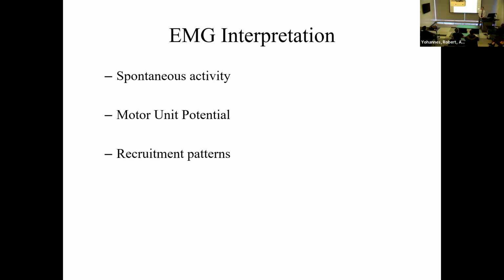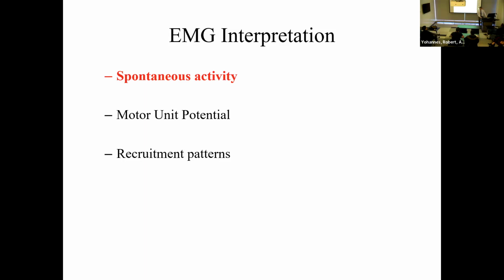Later on, we look at the motor unit itself. We analyze how large it is, how it sounds to us, how many phases, and so forth, and then we'll explain the different variations. The third aspect is recruitment patterns. Recruitment patterns means that when we need more force, how does the body recruit more motor units? We'll get into more details on that. So there are 3 steps, and we'll start with the first step, which is spontaneous activity.